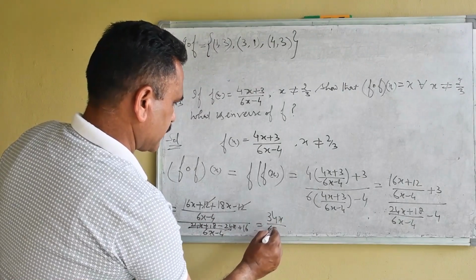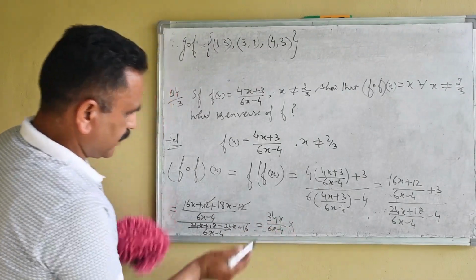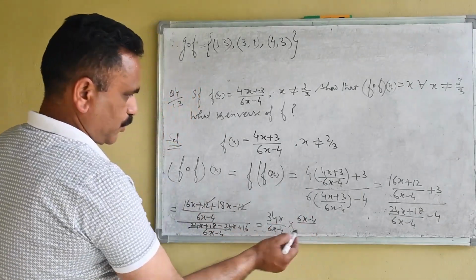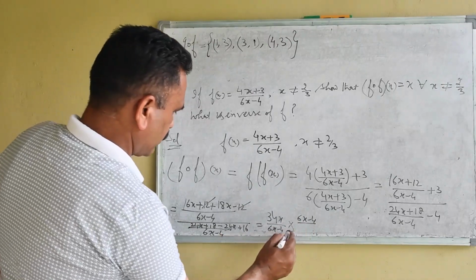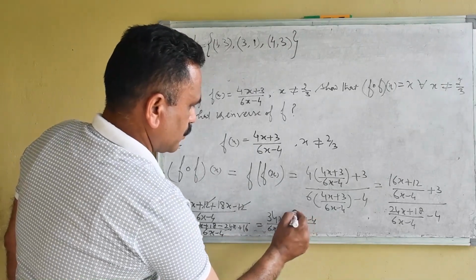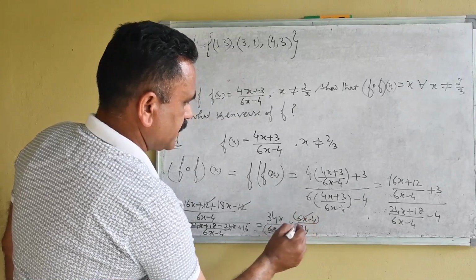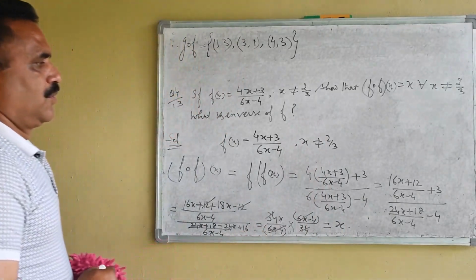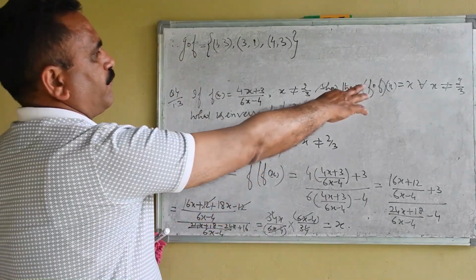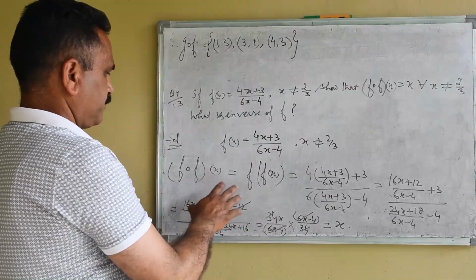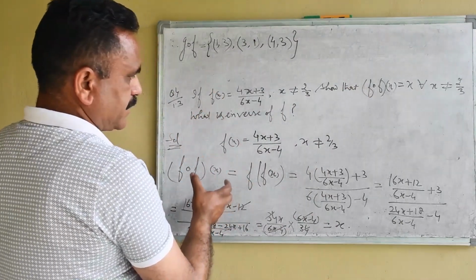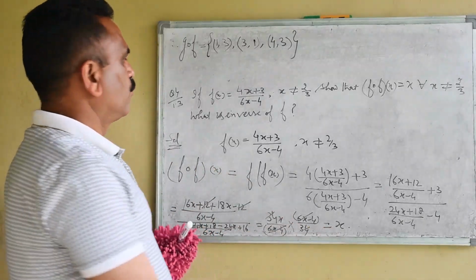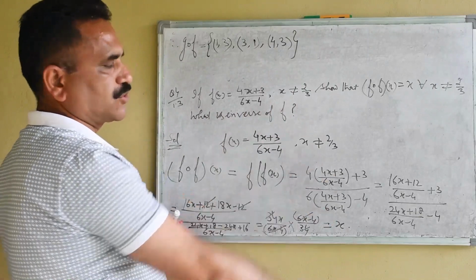We are getting 34x whole divided by 6x minus 4, and when we multiply this, it would be reciprocated, that is (6x minus 4) upon 34. So this cancelled with this, and we are getting x. So we have calculated the value of f of f(x), that is equal to x. Now we are required to find what is the inverse of this function.